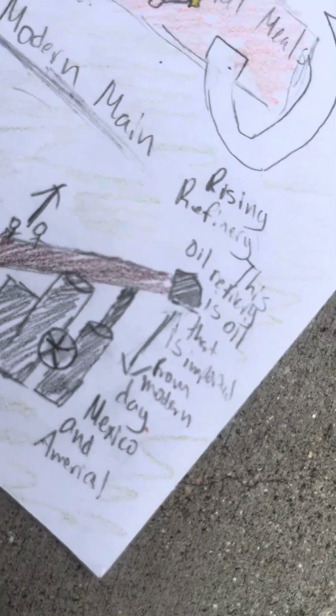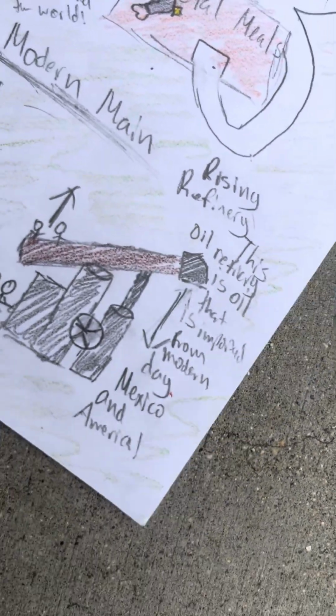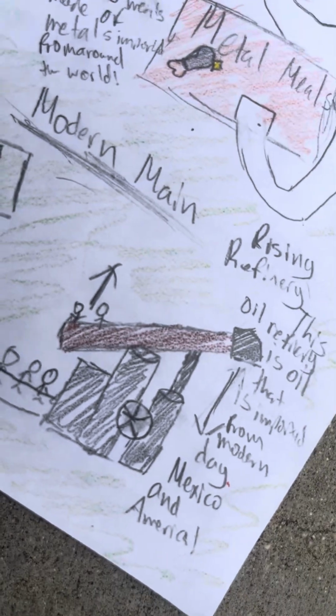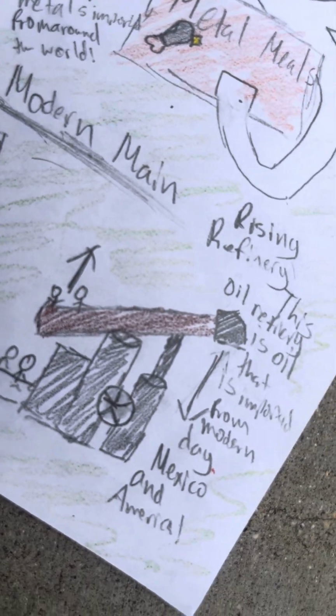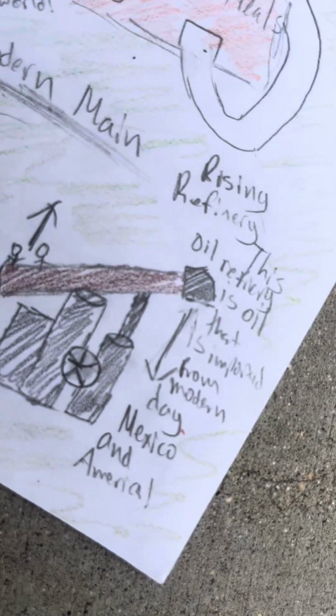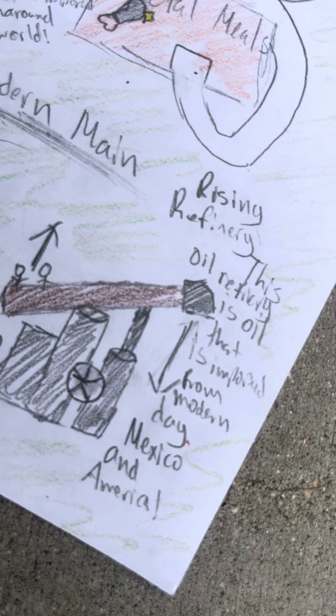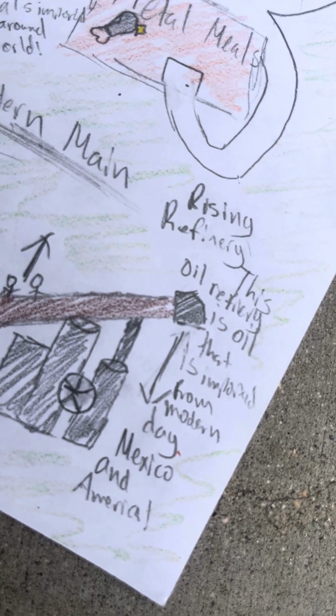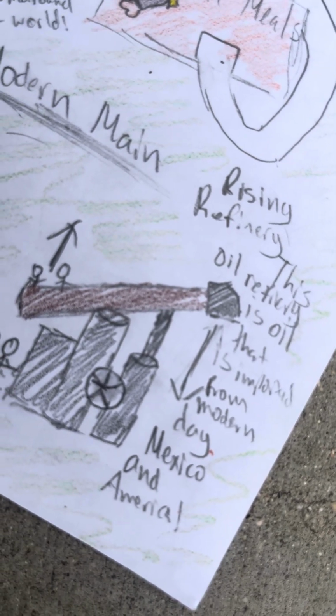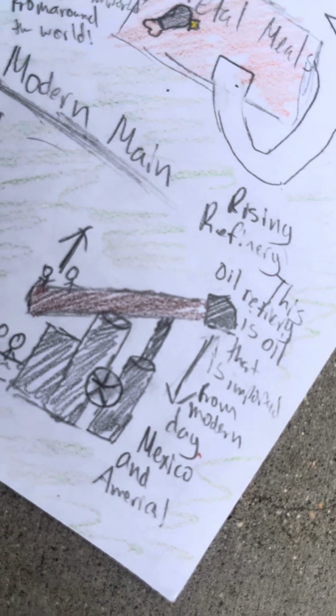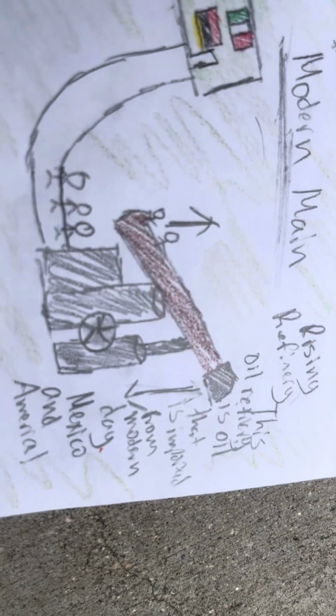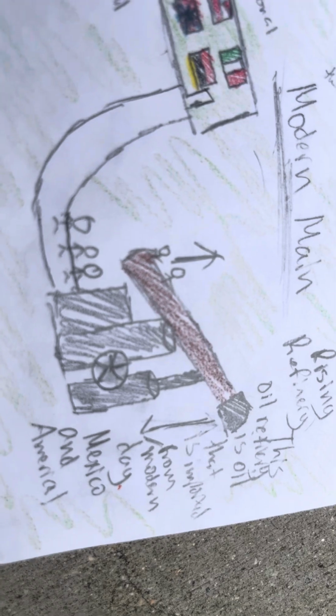And then also we have the Rising Refinery ride. This ride is kind of like a seesaw because it goes up and down with the riders inside of it. And this is inspired from the oil, gas, and petroleum and things like that that are imported from Mexico into America.